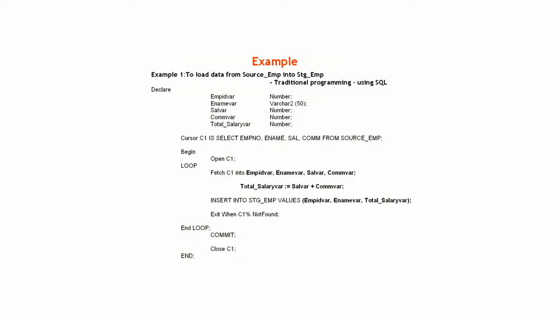We are extracting the data from the source EMP table, transforming the data, that is calculating. Here the calculation is the transformation, salary plus commission, and inserting into the stage_EMP table each employee's total salary. After you load the data, you commit it. So basically, you are extracting the data, transforming the data, loading the data. After you load the data into the tables, you need to commit it, so you committed the data.